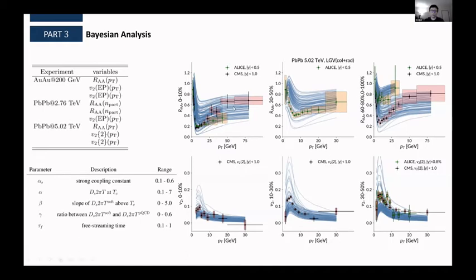So before calibration, this is how the model output looks. Taking arbitrary samples from all those model parameters, you can see it varies greatly over the experimental data.